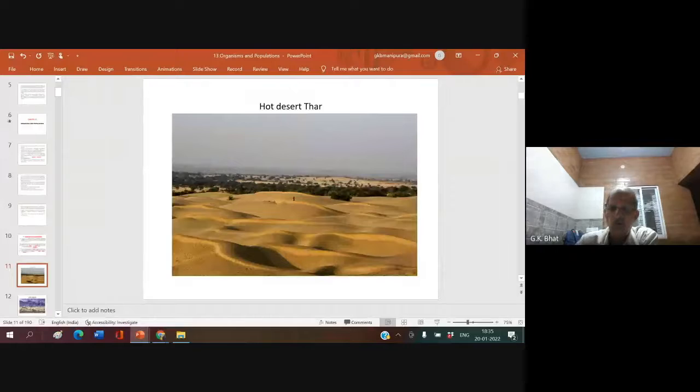So this is the hot desert, Thar. Whenever you look into a desert, you do come across two types of deserts. In some of the deserts, you get only sand dunes. You come across big sand mounds. So this is what you have. And sometimes in between you do come across, here and there, occasionally sparse vegetation also.